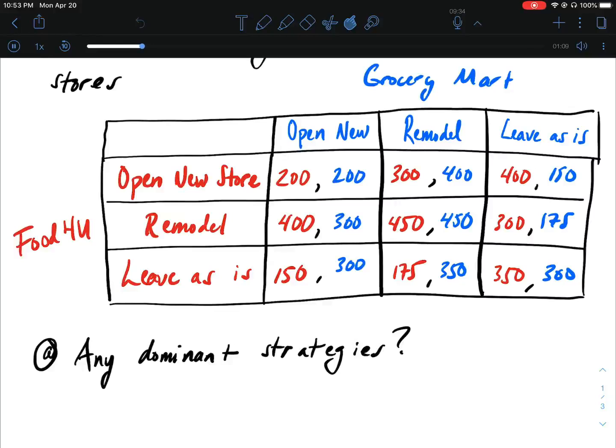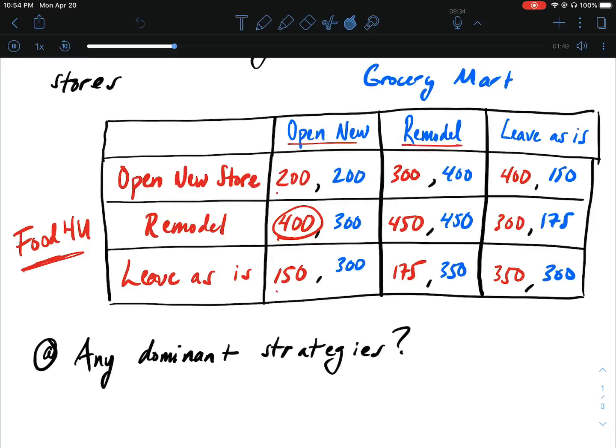So first thing that I would do if I were solving this problem is I would look from the perspective of Food for You and go one by one for each column of Grocery Mart's options. So imagine that you're Food for You and you assume that Grocery Mart is going to open a new store. Now, since they're opening a new store, my options are 200, 400, and 150. And so of those, I'll choose 400. That means I'll choose to remodel.